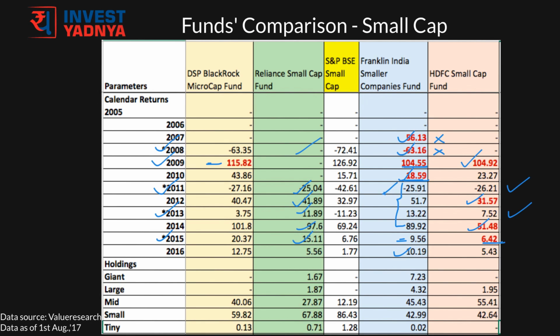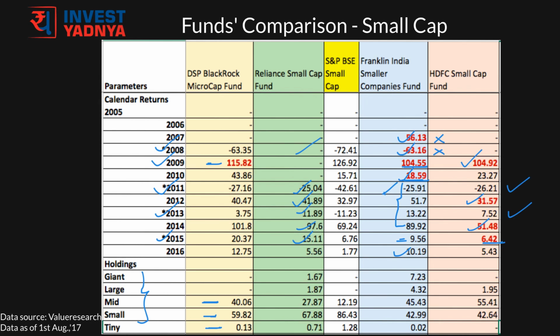Now what you see in the holding section tells you the kind of portfolio all of these funds hold. For example, DSP BlackRock Microcap Fund holds around 40% of its allocation to mid caps, around 59% to small caps, and just a bit to very small companies. But again, the portfolio figures are temporary and could change the next day.